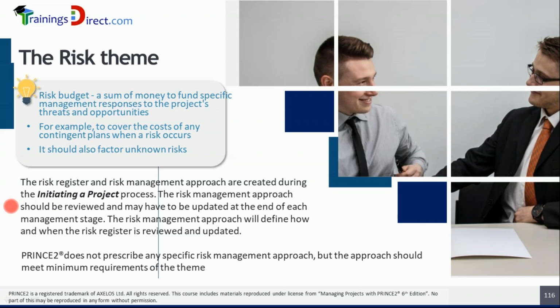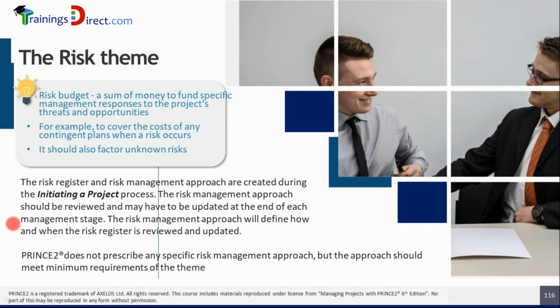The risk management approach should be reviewed and may have to be updated at the end of each management stage. The risk management approach will define how and when the risk register is reviewed and updated. In general, any management approach will describe how that aspect will be managed. Therefore, the risk management approach will describe how risks will be identified, how they will be analyzed, what is the overall strategy for responding to risks, and any techniques which may be used, for example, simulation or expected monetary value management. Those topics are not part of the syllabus. However, those are the methods available in the industry, and they may be described in the risk management approach.